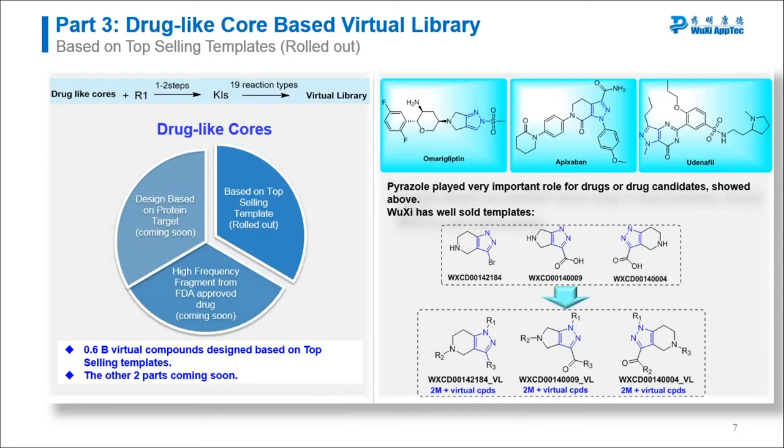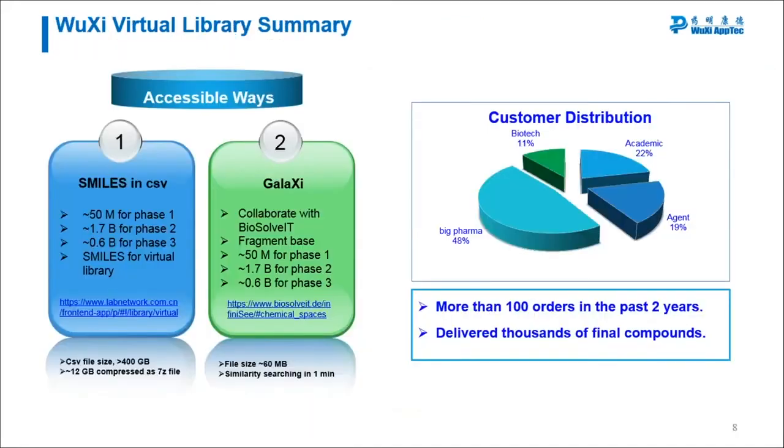Here are some examples showing how the pyrazole ring also plays a very important role in drugs or drug candidates. We have some well-sold templates shown here, and based on these templates, we designed around 2 million virtual compounds for each template. This will also be a very interesting part for medicinal chemists or scientists doing virtual screening.